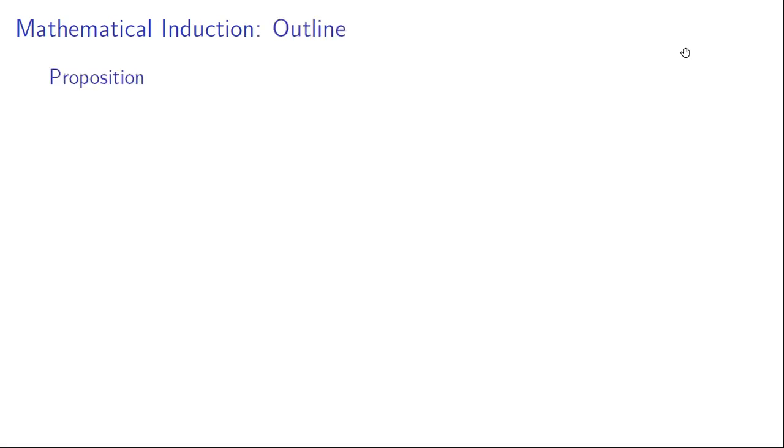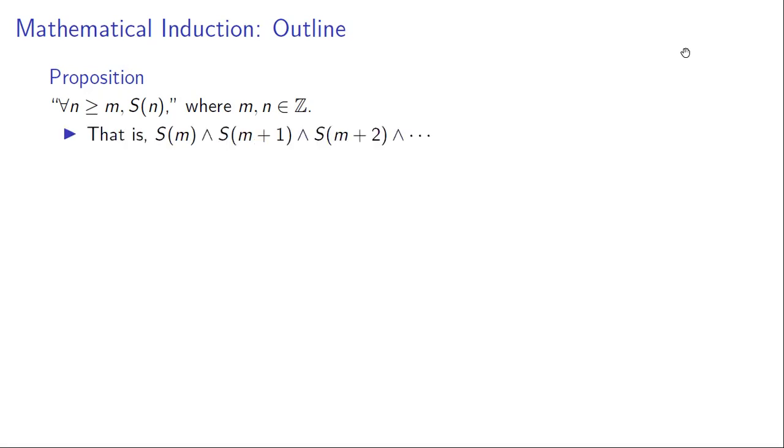So first, let's give an outline for what this type of proof looks like. We start with the proposition, and the proposition will have the following form. We will say, for all n greater than or equal to m, S(n) is true, where m and n are integers. That is, what the proposition that we're trying to prove is saying is that S(m) is true, and S(m+1) is true, and S(m+2) is true, and so on.